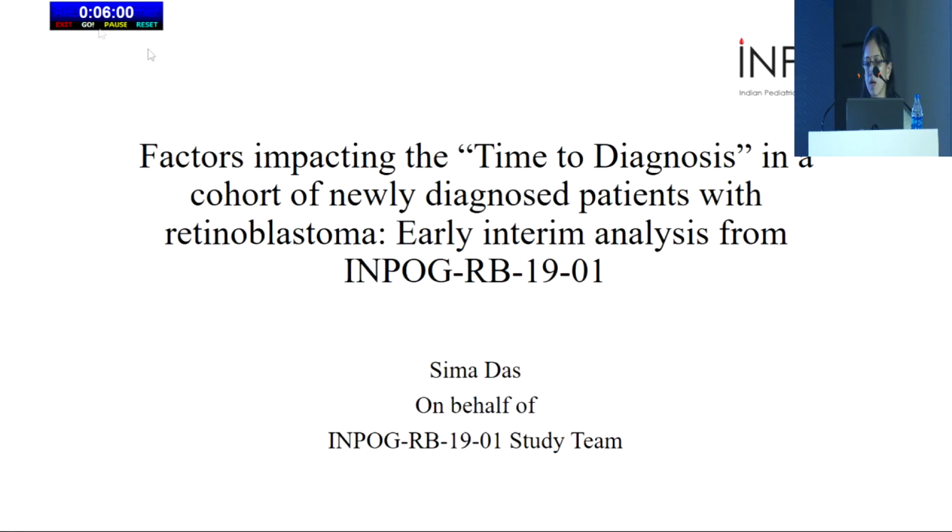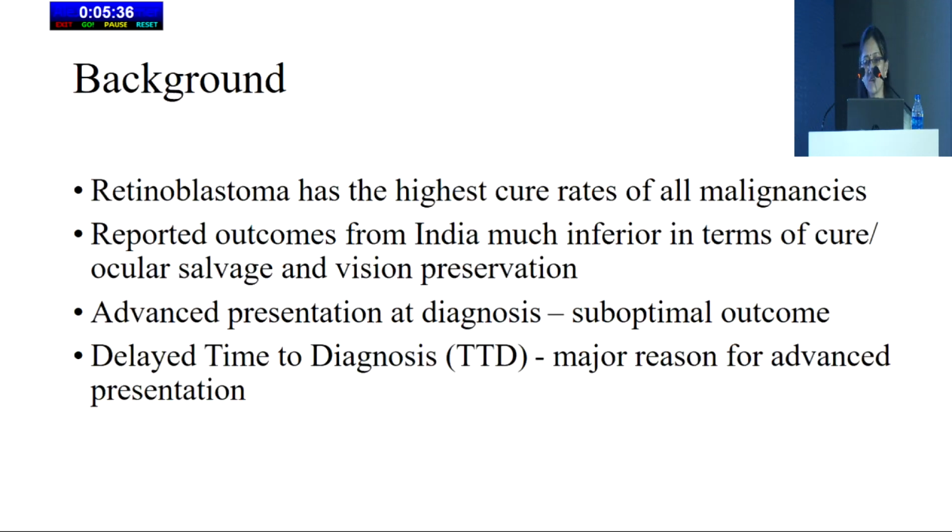So, INPOC RB 1901 is a prospective collaborative study on retinoblastoma in India. The study is conducted under the aegis of INPOC, which is basically the research wing of the Indian Academy of Pediatrics, aimed at conducting collaborative research with the final aim of improving the outcome of childhood cancers in India. And on behalf of the study group, I'm going to present the interim data on time to diagnosis of this study. I don't have any financial interest or any disclosure.